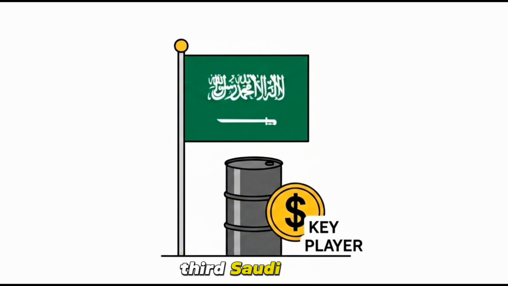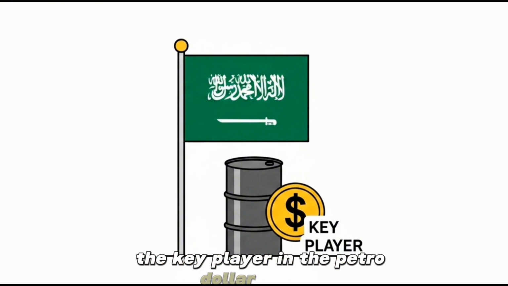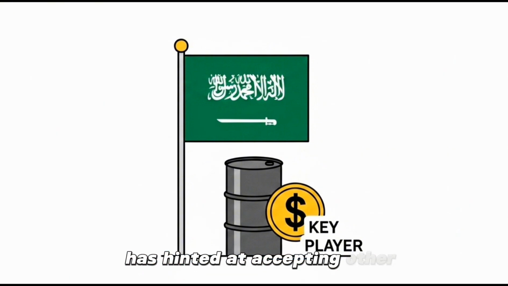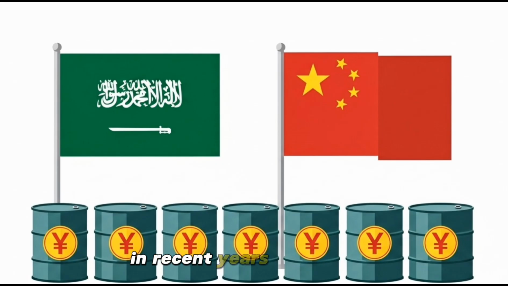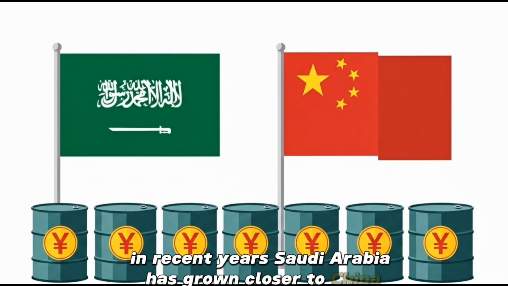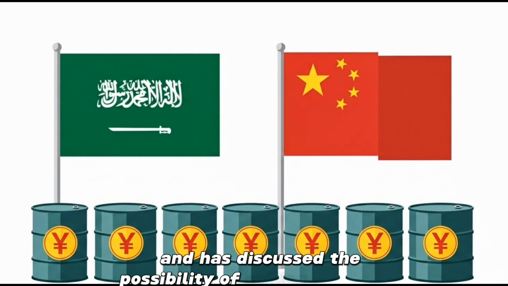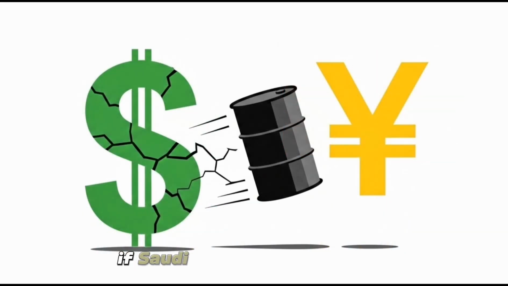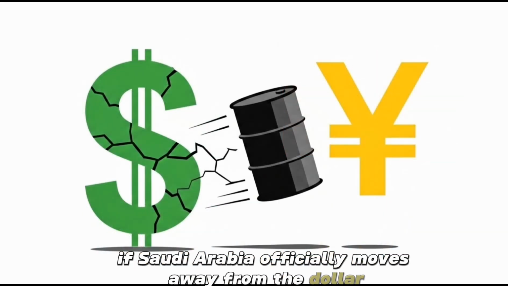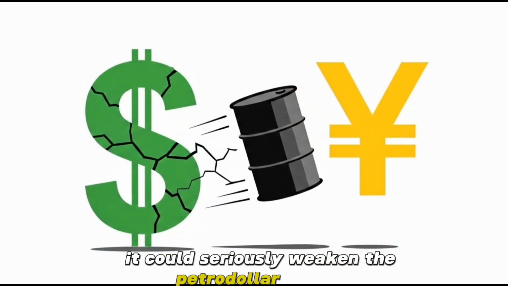Third, Saudi Arabia, the key player in the petrodollar system, has hinted at accepting other currencies. In recent years, Saudi Arabia has grown closer to China and has discussed the possibility of selling oil in yuan. If Saudi Arabia officially moves away from the dollar, it could seriously weaken the petrodollar system.